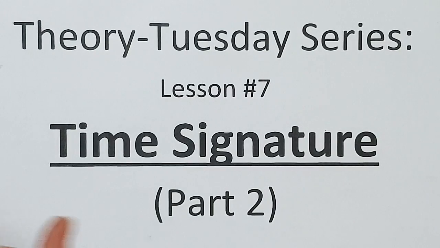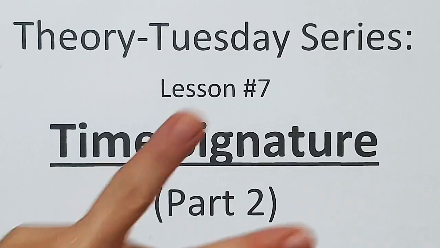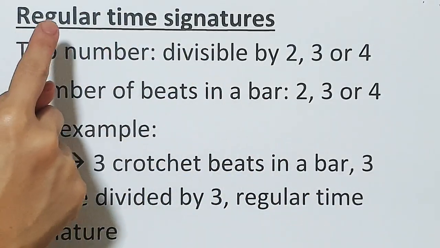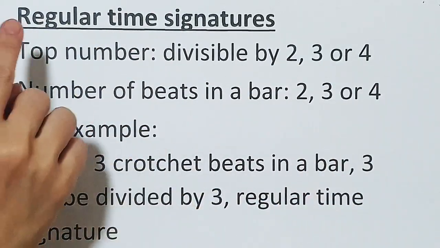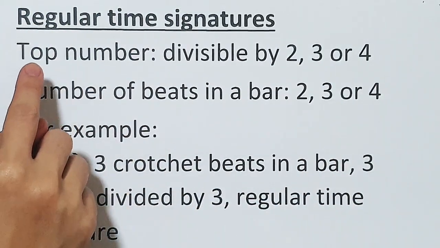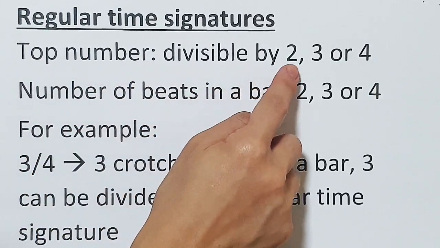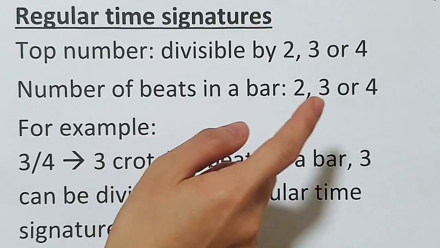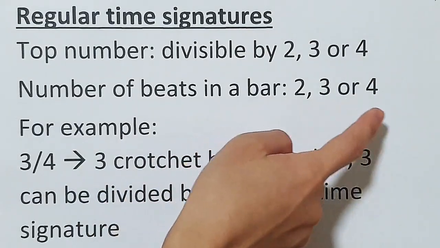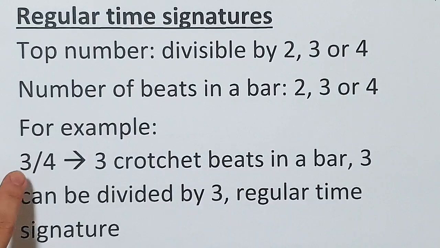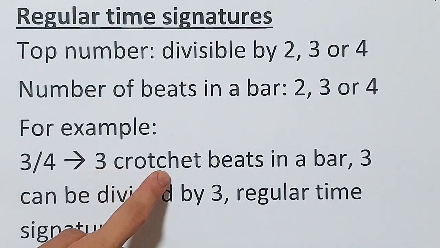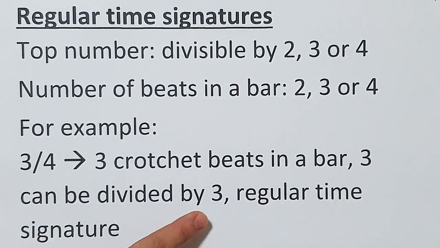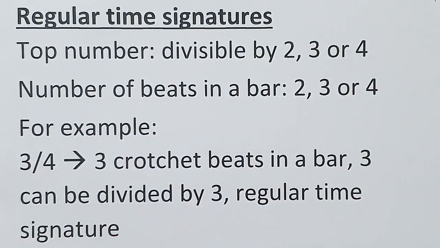Theory Tuesday series, lesson 7, time signature part 2. Time signatures can be classified into two groups, regular and irregular. The regular time signatures means that top number can be divisible by 2, 3 or 4. It also means the number of beats in a bar should be either 2, 3 or 4. For example, 3-4 means 3 crotchet beats in a bar and 3 can be divided by 3. So it is a regular time signature.